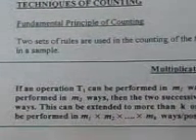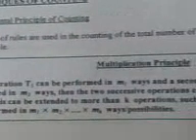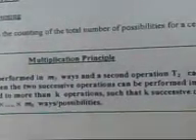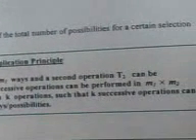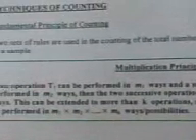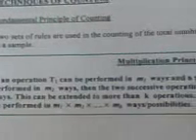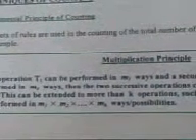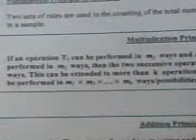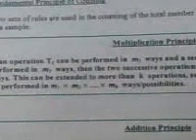Multiplication principle. If an operation T1 can be performed in M1 ways and a second operation T2 can be performed in M2 ways, then the two successful operations can be performed in M1 times M2 ways. This can be extended to more than two operations, such that k successful operations can be performed in M1 times M2 times ... times Mk ways or possibilities.